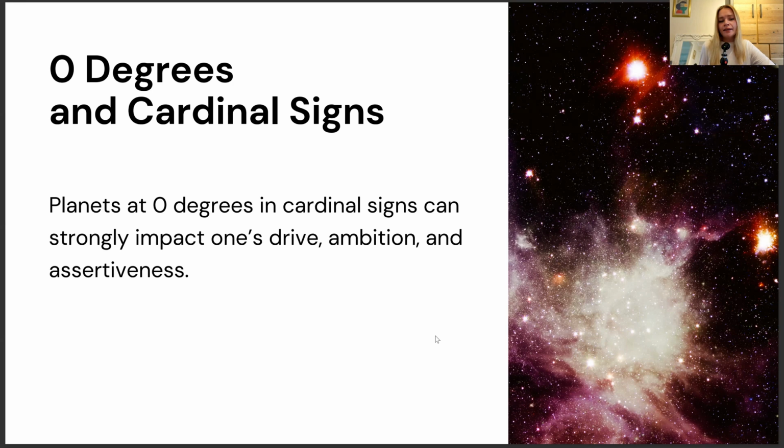And here, cardinal signs are known for their initiative, leadership, and that ability to initiate change. And planets at 0 degrees in one of the cardinal signs, so here, as I mentioned, Aries, Cancer, Libra, and Capricorn, they can have a very strong impact or influence upon one's ambition, drive, motivation, confidence, assertiveness as well. So that's also significant to check here in your birth chart if you have any placements at 0 degrees, and if they are in cardinal signs, fixed signs, or mutable signs, because this will also have a different meaning.